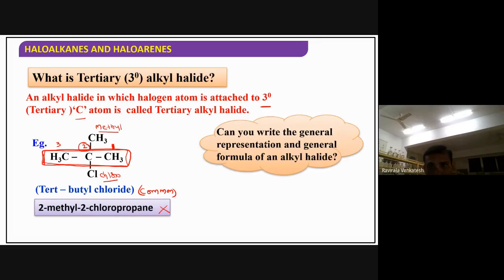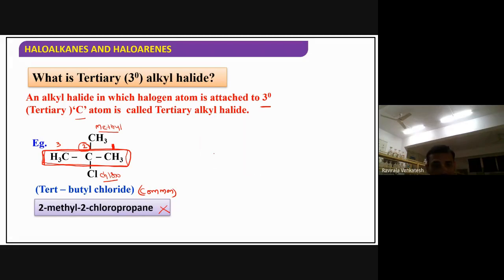This is not correct. Sorry. You have to write first of all 2 chloro. The slide has some mistake in this. It is 2 chloro, 2 methyl propane.